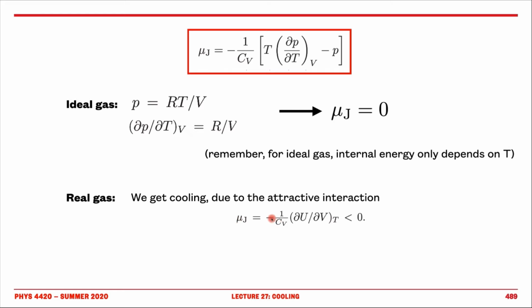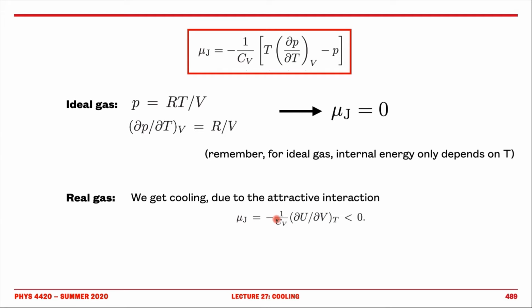We found that mu J was equal to minus 1 over C_V times dU over dV at constant temperature. We obtained this from the reciprocity theorem, if you remember the equation in the green box. One thing that's very confusing to students is that they remember that what they are trying to model, they're trying to model this Joule expansion, which of course happens at constant internal energy.